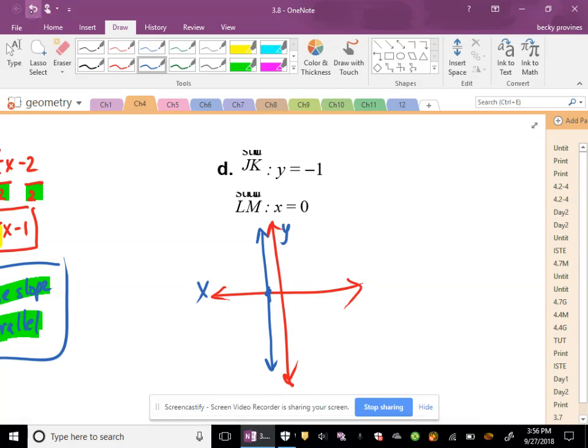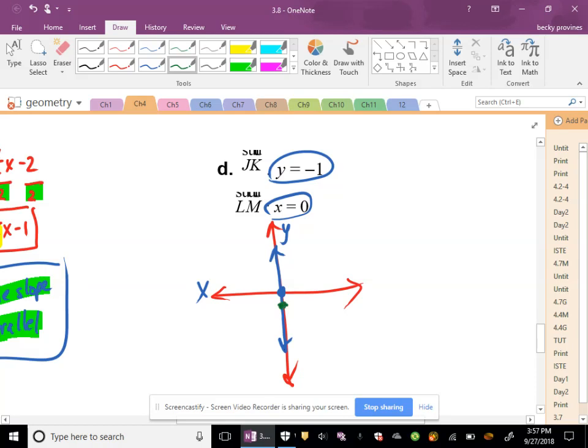Ooh, back up. I was going too fast. On the x-axis, it says 0. There's 0. So it should be here. On the y-axis, let's change colors. It's going to be at -1. So on the y-axis, I go down to -1, and it's perpendicular through that axis.